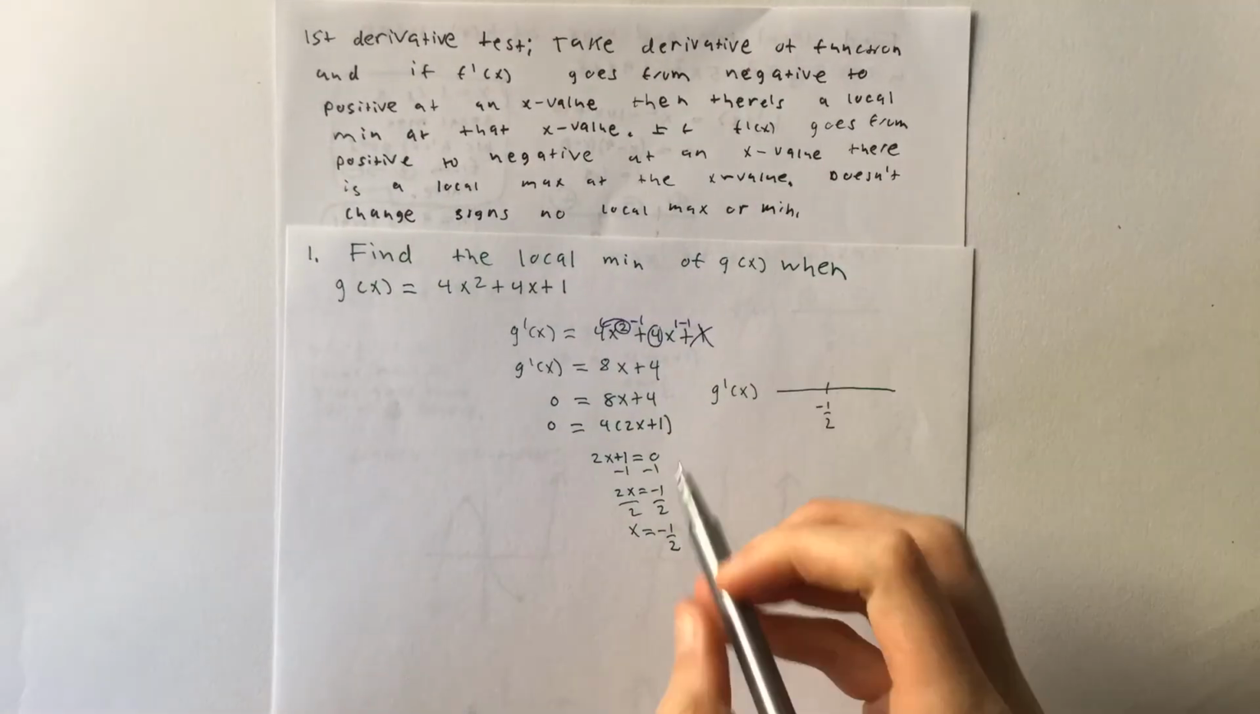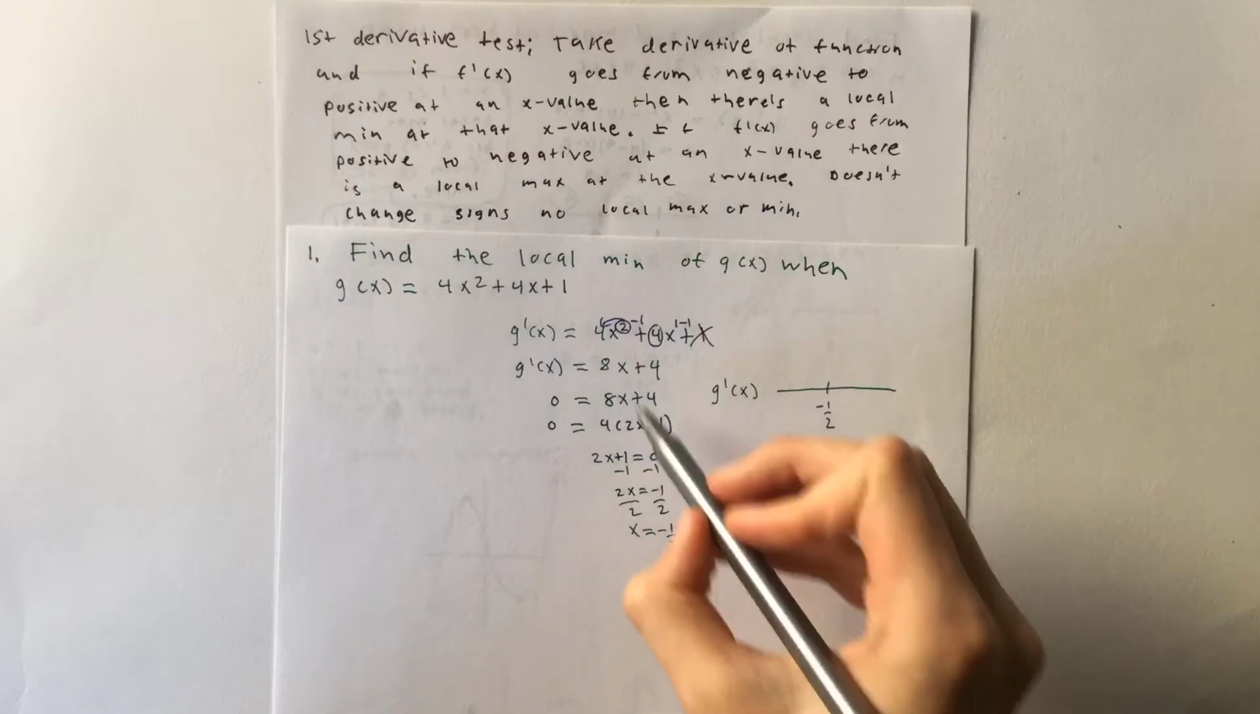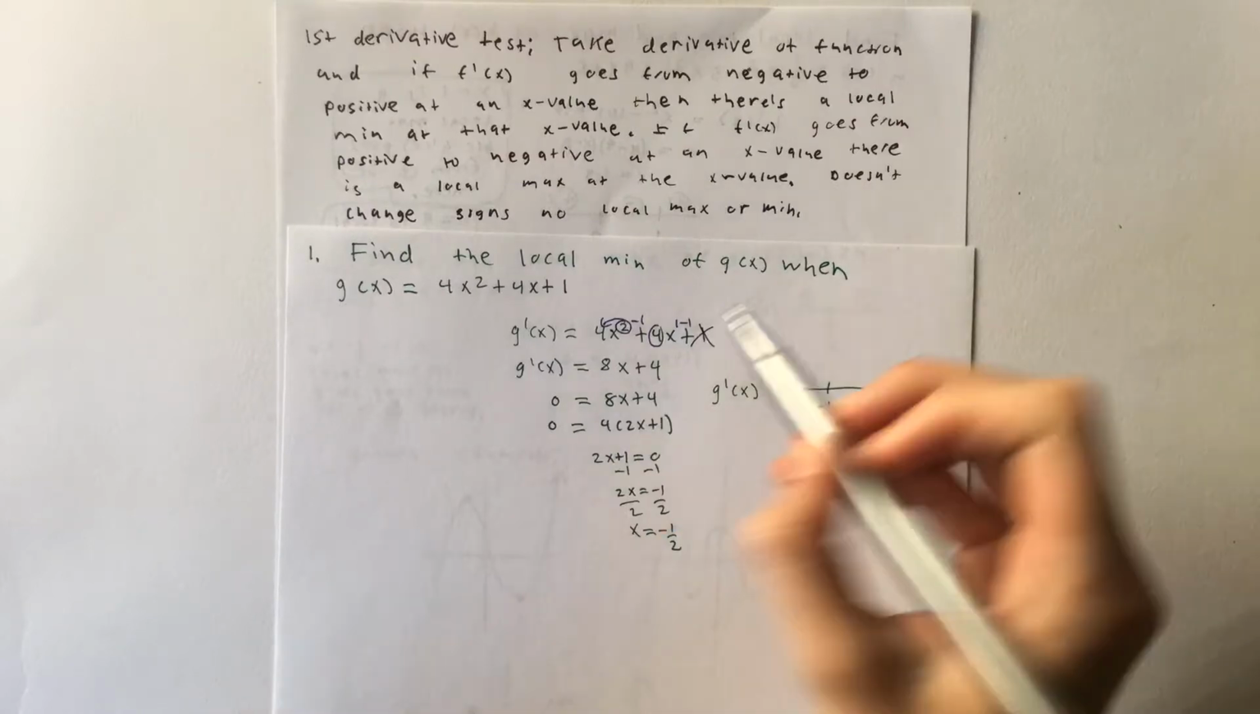Now, it's really important to test the value to make sure it's a local minimum, because sometimes these problems like to trip you up, and there may never be a local minimum there. So I tested a value less than negative 1/2. You can test any value less than negative 1/2 in this case. I tested negative 2, so I plugged negative 2 into the derivative g prime of x. So I did 8 times negative 2, which is negative 16, plus 4, which is negative 12. I get a negative value when I plug in negative 2.